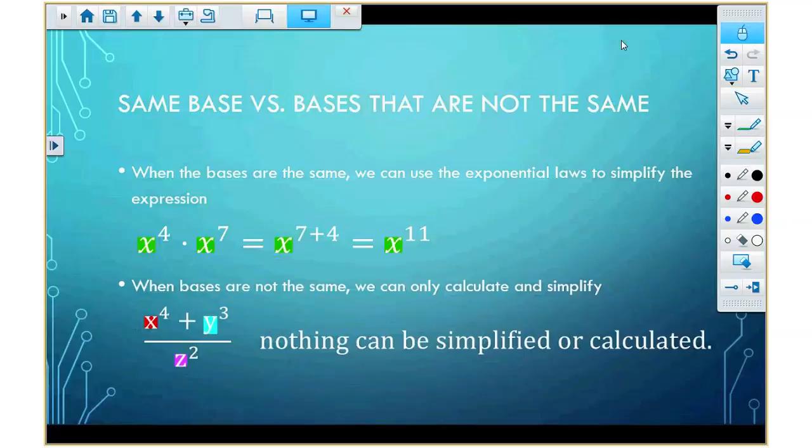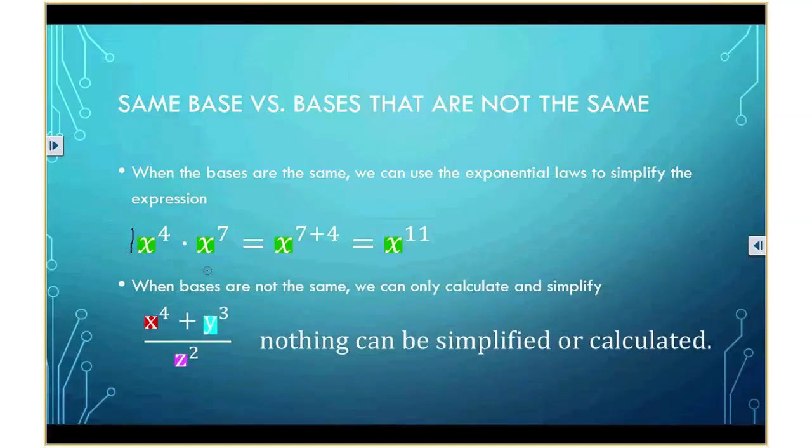Now, what is a base? The base is the variable part. The exponent is up in the top right-hand corner. There are three parts. There's a coefficient, in this case that would be 1, and this is coefficient 1. And then there's a base. And then there's an exponent.